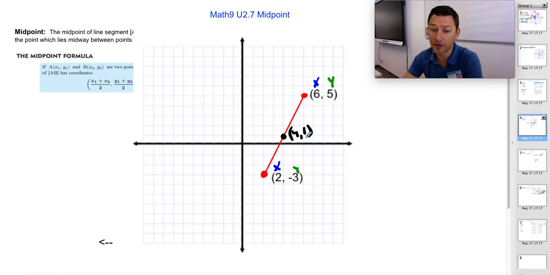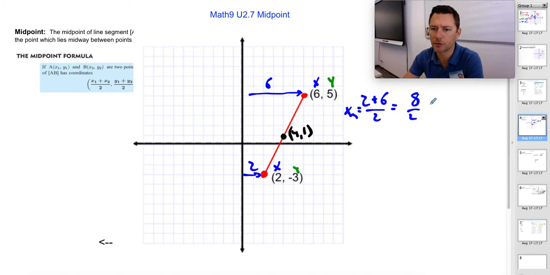Now, I want to be able to eventually do this without the graph. So let's look at just on average, how far do you have to go over to this point? Well, 2. What about how far over to get to this point? Well, 6. So the average of 2 and 6 should give you your x value for the midpoint. So this is 8 divided by 2. This is 4. Hey, just like we thought.